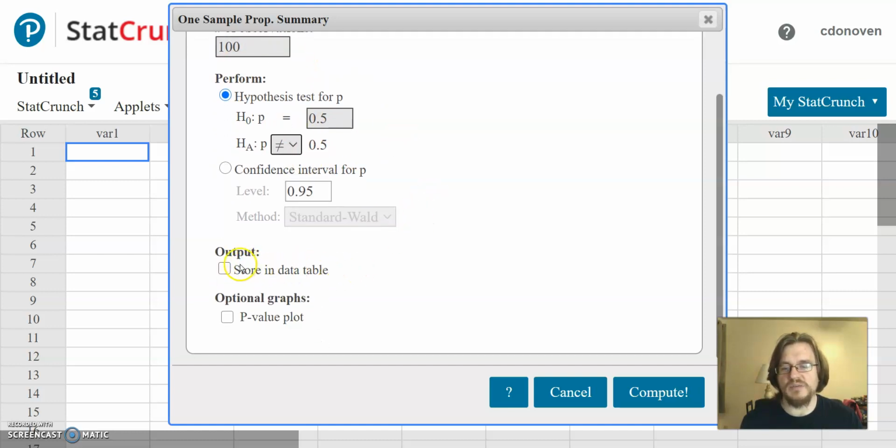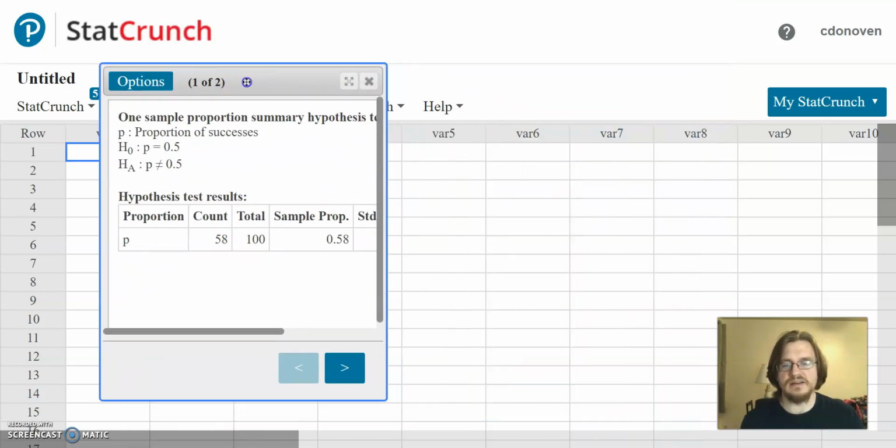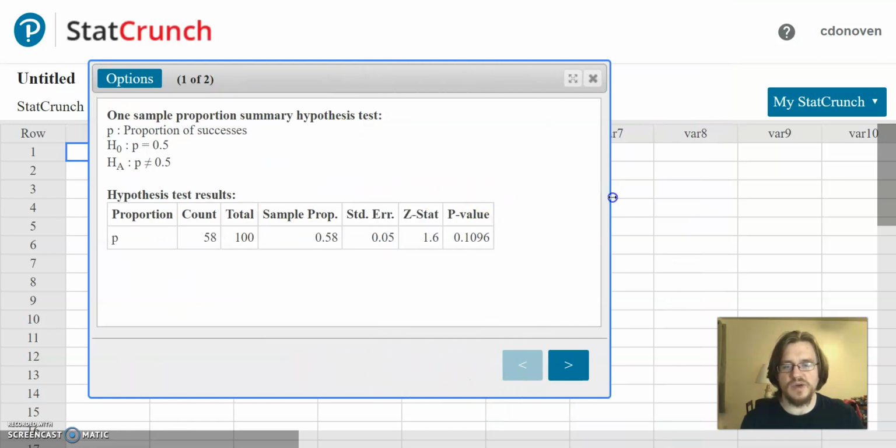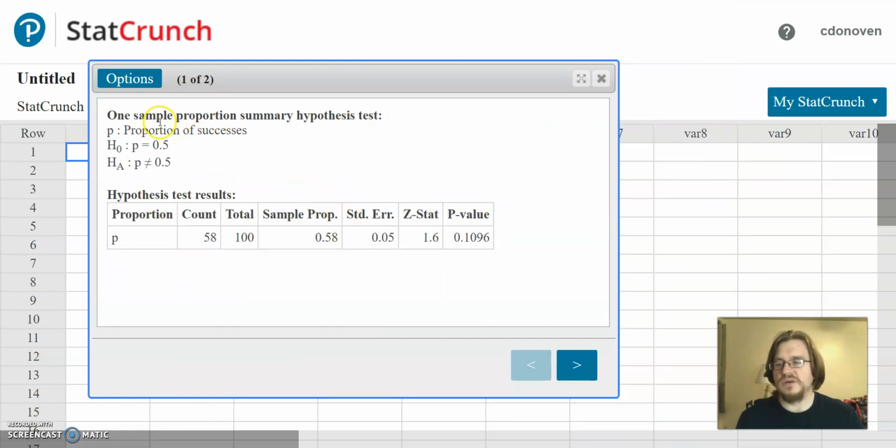We can output this in the data table, as in it will store it within the rows and columns. We don't need that. I am going to click on the optional graphs, the p-value plot here, and this will create a picture for us to look at. So let's compute, and we'll make this a little bit wider so that we can see. So, a one sample proportion summary hypothesis test.